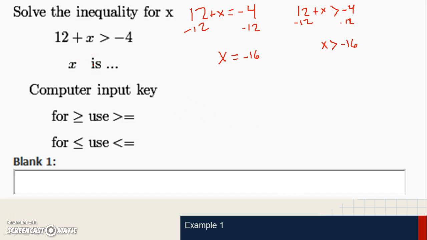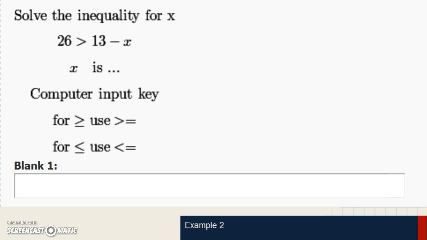So we'll use these as we get into those other styles of inequalities. So up here, it already has the statement, x is, and we're just going to answer what it is. So this is x is greater than -16. Once we've done that, we're done with that question. So you can see how it's very similar to equations. Here's our next one.